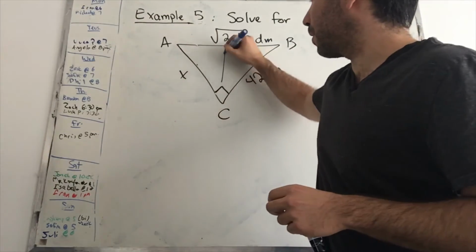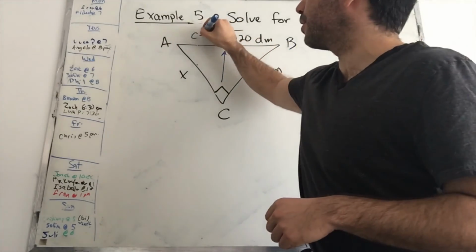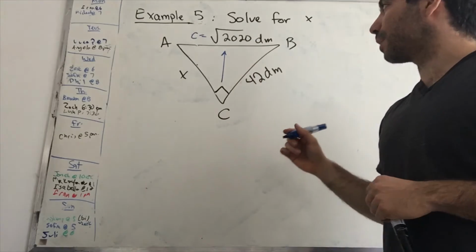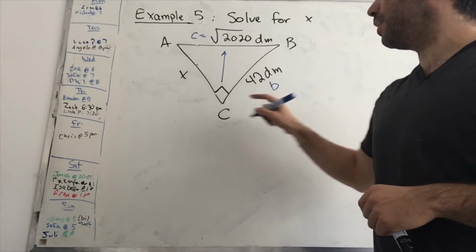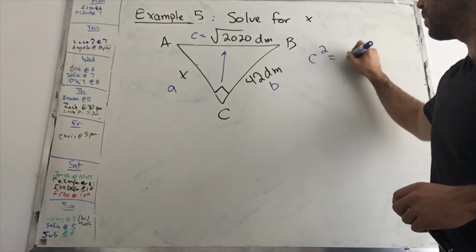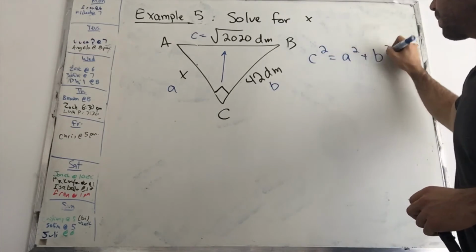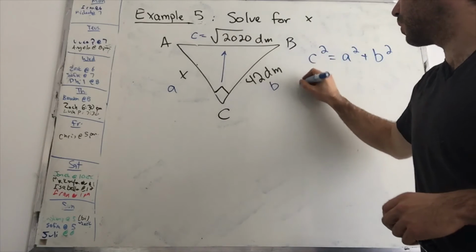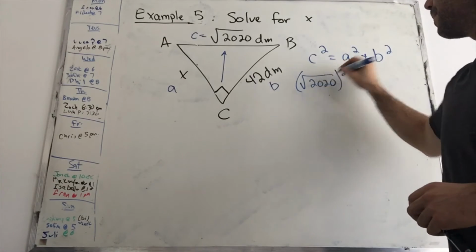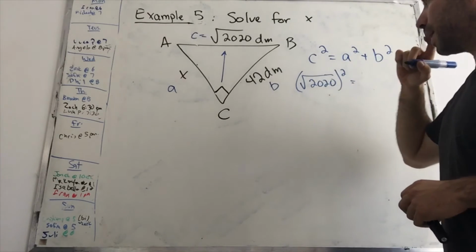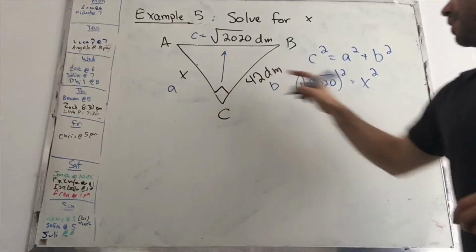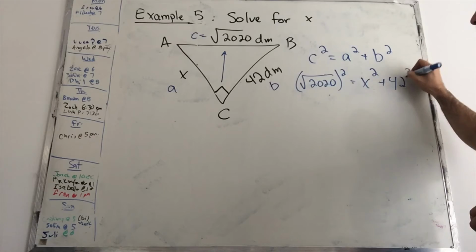But the important thing here is to catch that that's your hypotenuse, because this is your 90 degree angle. That's the longest side. That's your c. It's the hypotenuse. Let's call 42 b, and let's say we're solving for a. So when you apply the Pythagorean Theorem, c squared equals a squared plus b squared. C in this case is the square root of 2020, and we're squaring it, equals a squared, which is x squared, because a is x, plus b squared, 42 squared.